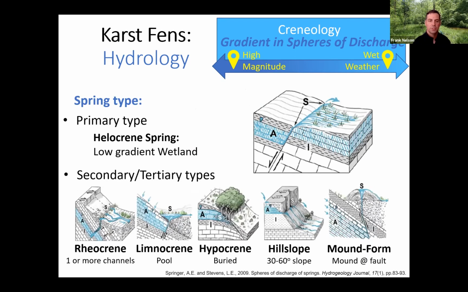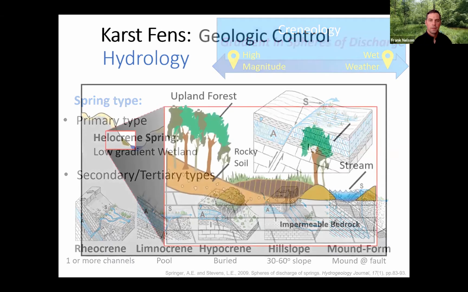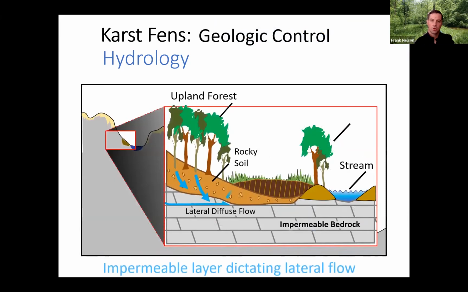For example, the rheocrene, you may see a few channels winding their way through a streamlet or rivulet winding through a fen. And we do have a mound form fen, and there's also the hanging fens, or could be interpreted as a hill slope. Really, but that geologic control is what's driving things here. You have an impermeable layer dictating lateral flow, and therefore you get this discharge and this buildup of organic soil. And these are often flow through systems in which water is continuing to move downstream.